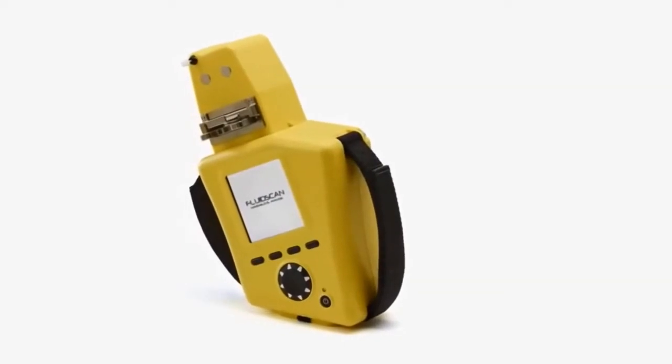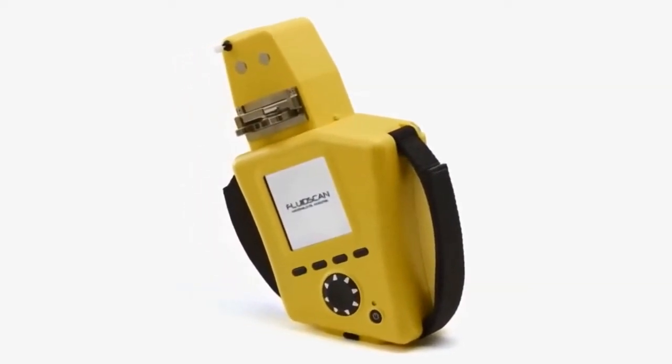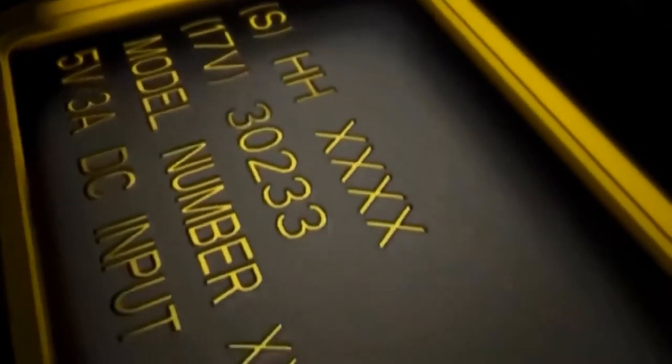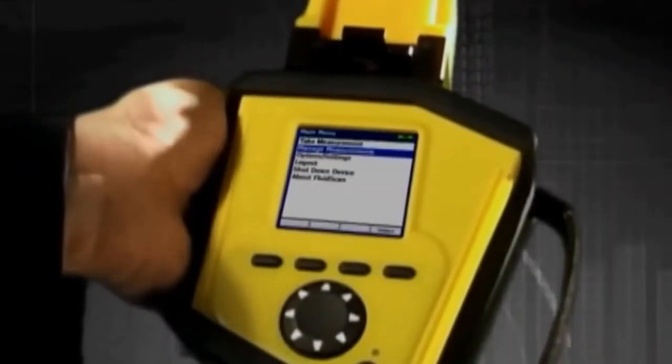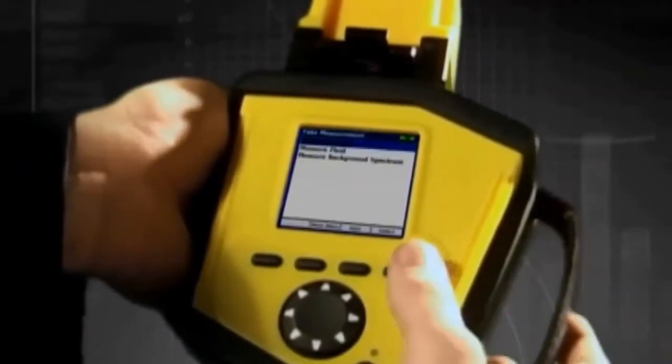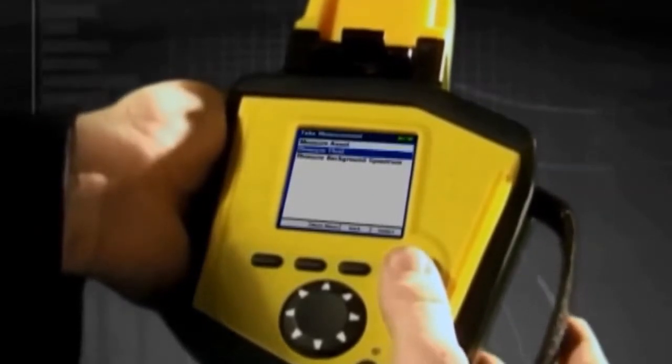FluidScan analyzes lubricants and fluids using infrared spectroscopy, a technique that has found wide acceptance as a primary test for contamination and degradation. Sample analysis is simple, and the entire process from loading an oil sample to obtaining analytical results takes less than 1 minute. A user follows these steps.